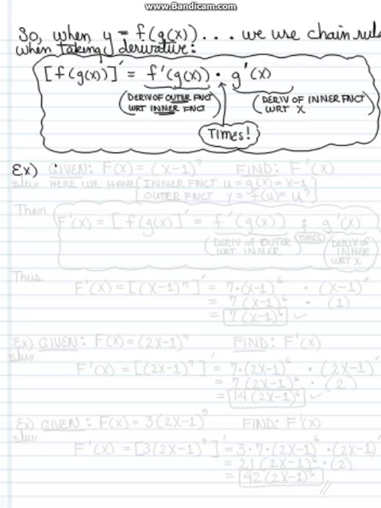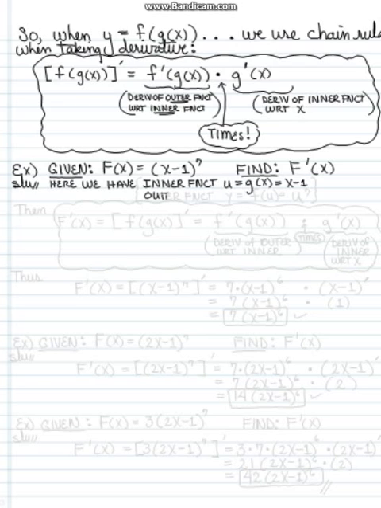Now this is crazy, and it's only after seeing it applied many times that it starts to make some sense. So let's proceed. Given capital F of x equals (x minus 1) to the 7th power, find F prime of x. Solution. Well, here is what we have in this problem. Our inner function is u equals g of x, which is x minus 1. And our outer function, which we'll call y, is equal to little f of u, which is u to the 7th.